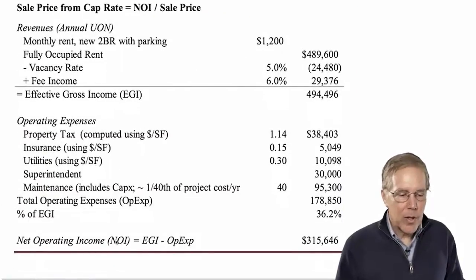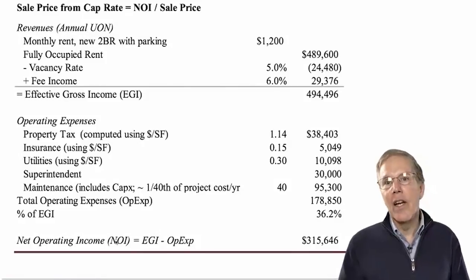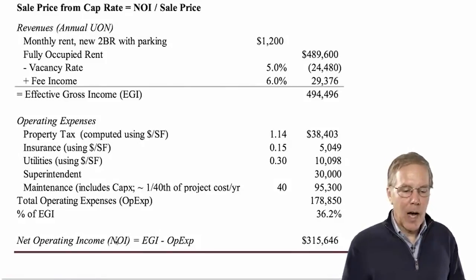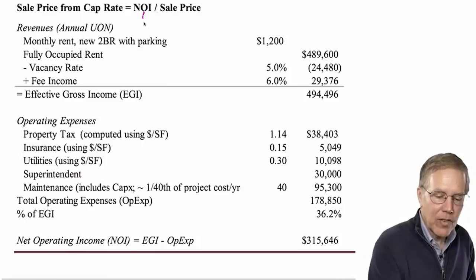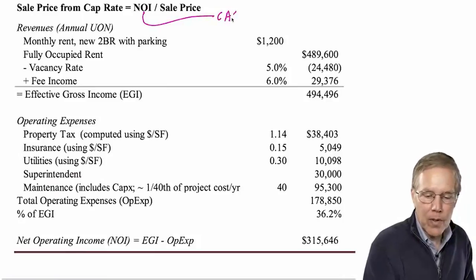All right, so here we go. We've got to get the net operating income. CAG needs to estimate this.